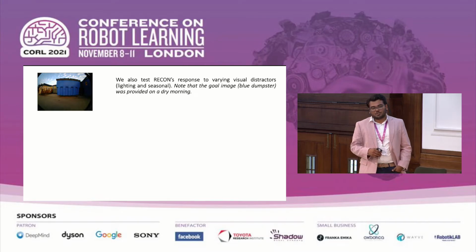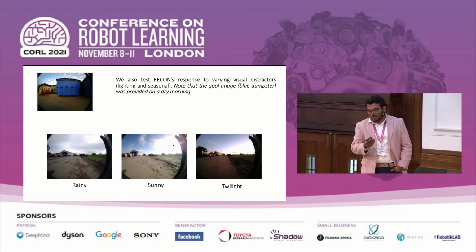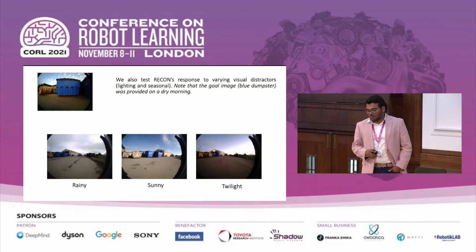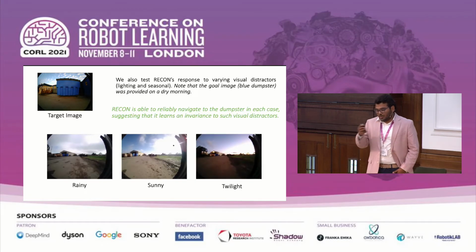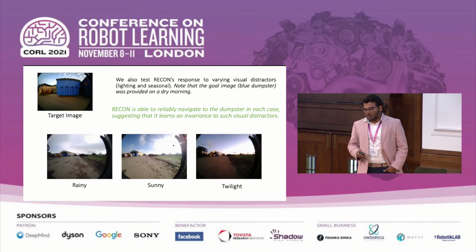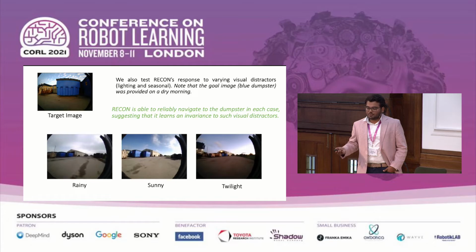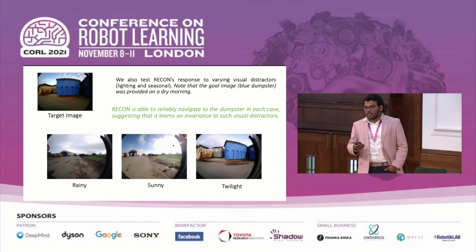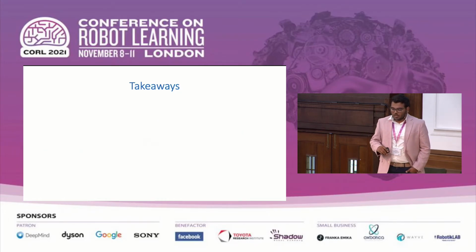We also test its response to varying visual distractors due to appearance. In this case, rainy weather, sunny weather, and sometime around twilight. Generally, Recon performs really well, and we hypothesize that the information bottleneck learns a compact representation by discarding visual distractors, like lighting changes, enabling the success of Recon.